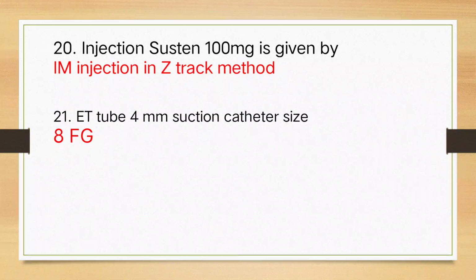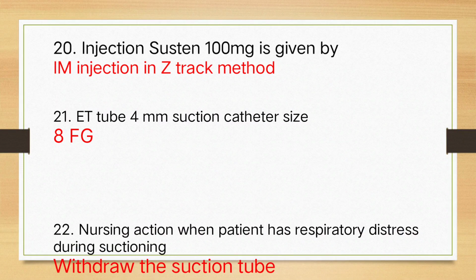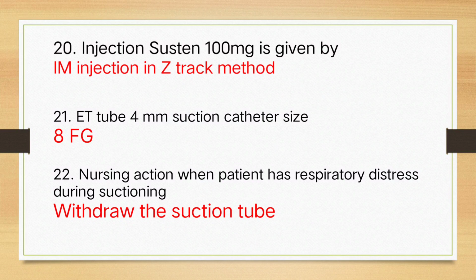Next, ET tube 4 mm. Then what is the suction catheter size? We know 8 French. Next one, nursing action when the patient has respiratory distress during suctioning.